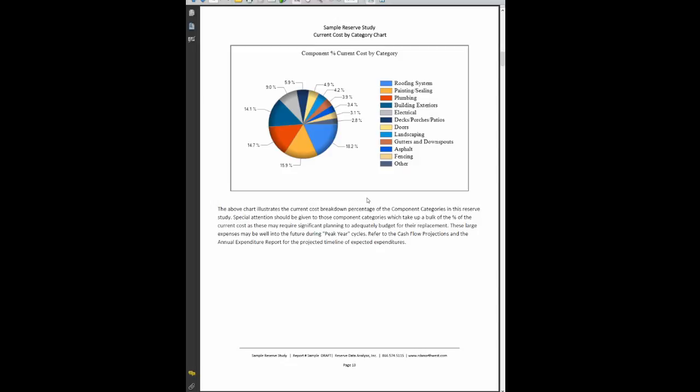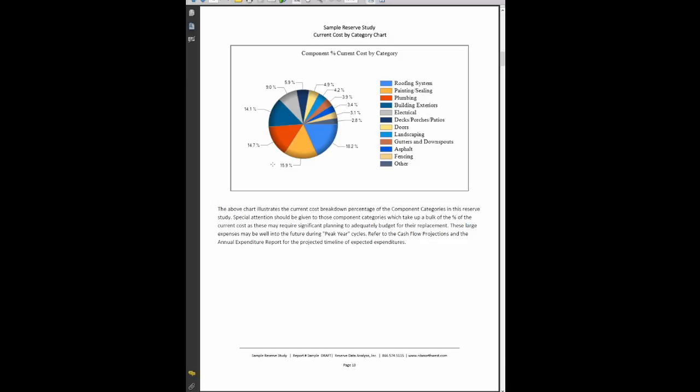Next, we have our current cost by category chart, and this is just a visual illustration of how much the different components cost on a percentage basis, their current cost. In this case, we can see roofing takes up the bulk of the cost in this particular community in the blue, followed by paint very closely, and followed by plumbing in this particular community. They had some plumbing issues. So this is a visual breakdown of those, and it gives you an idea of what items you probably most need to focus on.